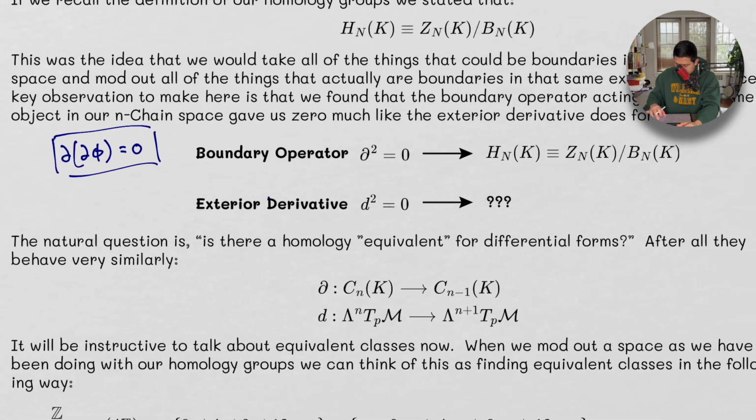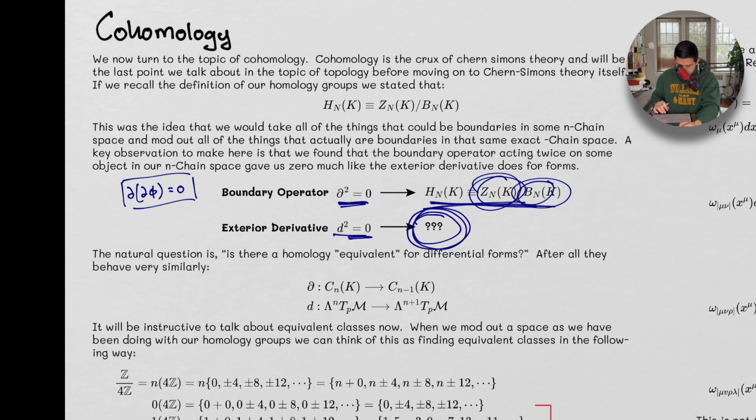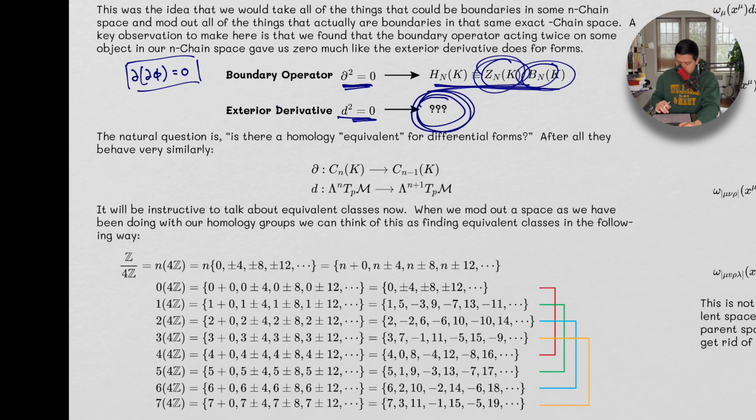Now let's take a look at the exterior derivative. The exterior derivative behaves very similarly to the boundary operator. However, the boundary operator gives us this notion of homology, right? The space of objects that could be boundaries, the space of objects that are boundaries. And what exactly is the analogy for forms, or the exterior derivative? This is where the concept of cohomology is going to come into play. So the natural question is, is there a homology equivalent for differential forms?